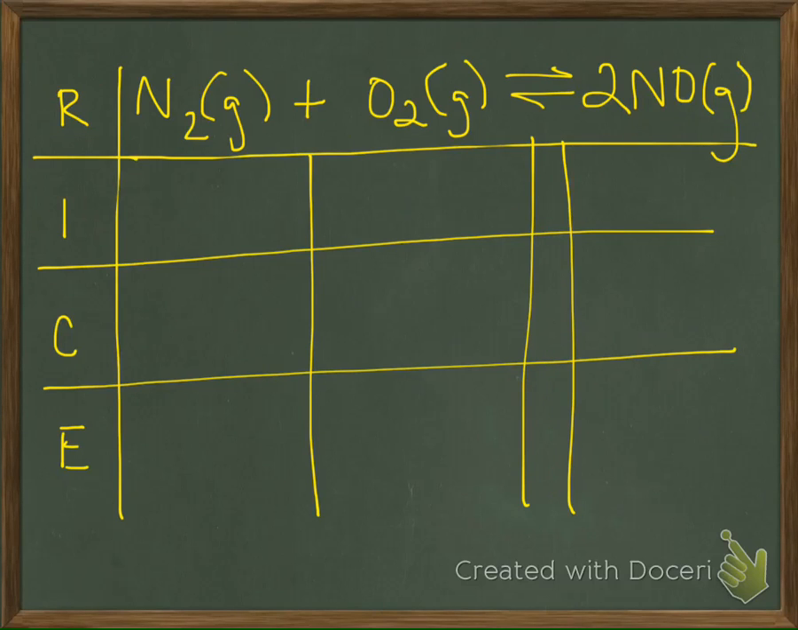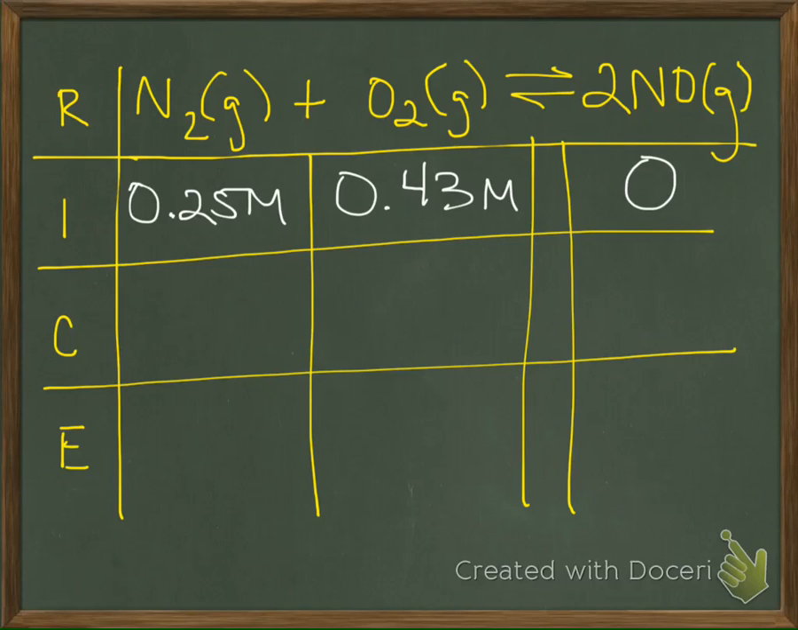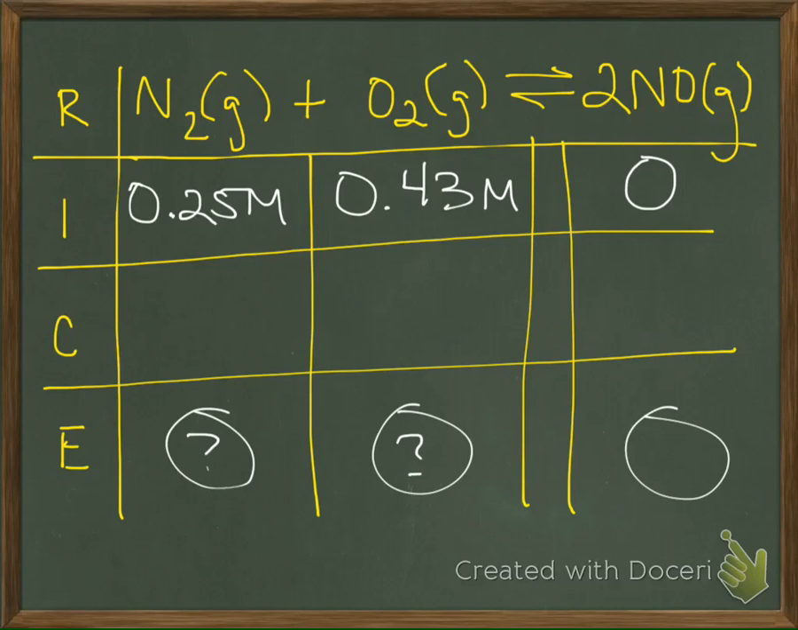Now let's take the values that we just solved for and plug them into our ICE. So initially we have 0.25 molar N2, which we just solved for, and for oxygen 0.43 molar. We are not told of any initial concentration for nitrogen monoxide, so that is going to be a 0. And the other thing is that we haven't been given any equilibrium values. In fact, we need to solve for all of these.